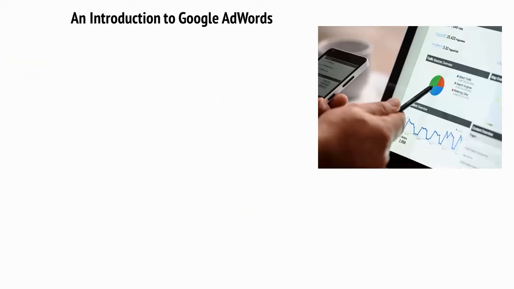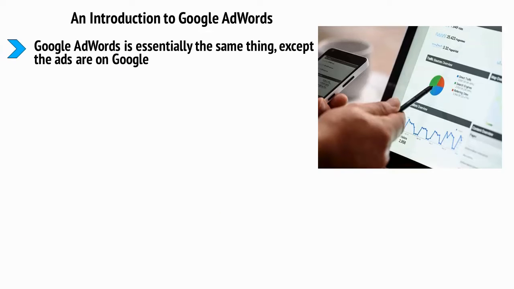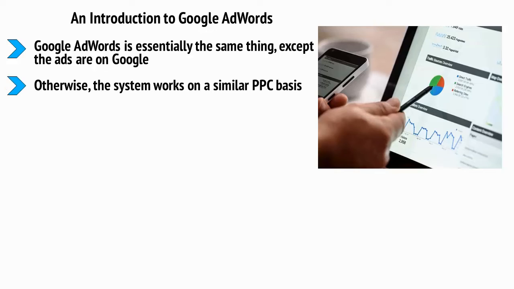An introduction to Google AdWords. Google AdWords is essentially the same thing, except the ads are on Google. The difference is that this time, you are now paying for ads to appear at the top of certain search results under the heading Sponsored Results. Otherwise, the system works on a similar PPC basis. This has pros and cons.